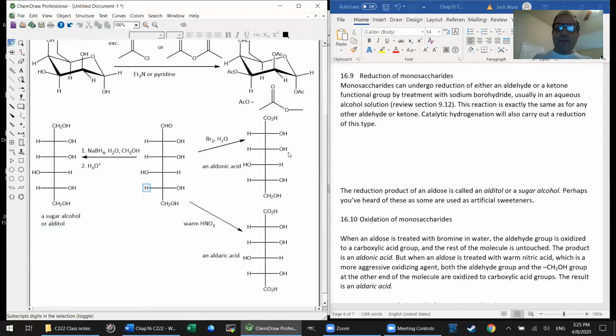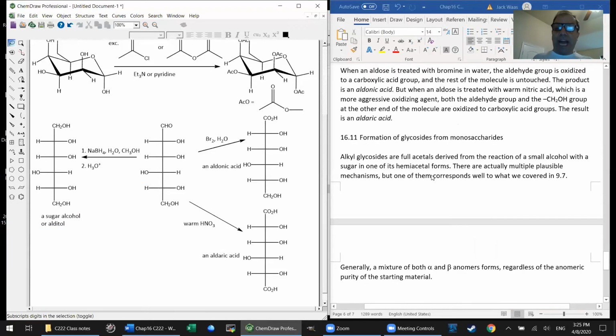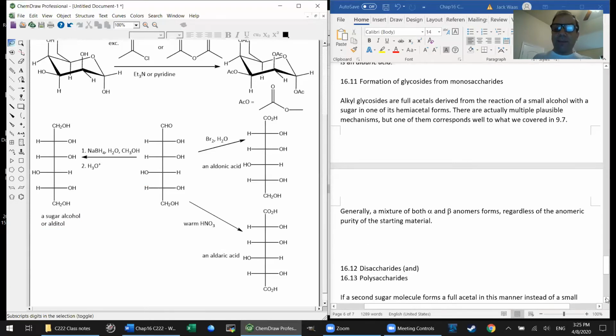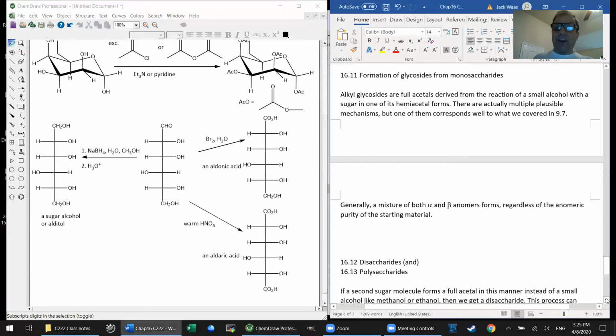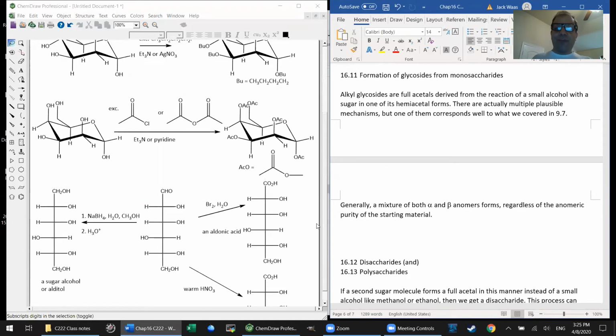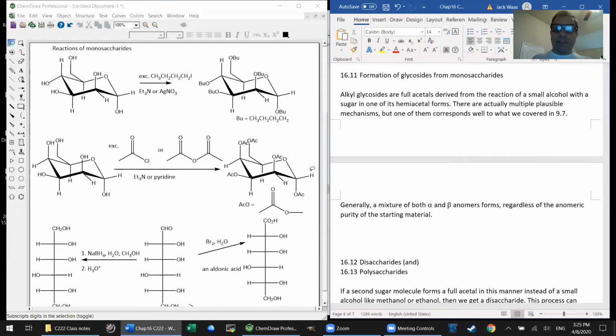So much for the redox reactions of simple sugars. Next, I'd like to talk about the formation of glycosides and also the formation of disaccharides and polysaccharides. So I'll do a little cleanup of my chalkboard, so to speak, and we'll be back in just a moment.